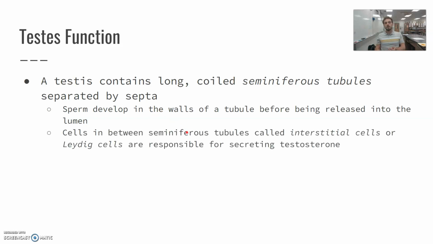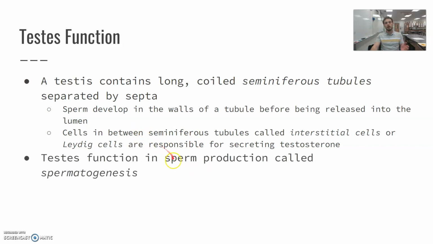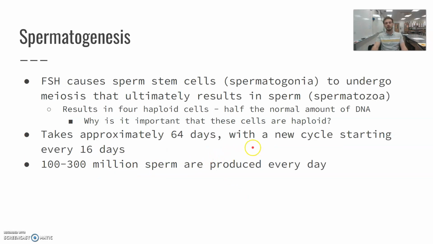There are cells known as interstitial cells, or you'll see them a little more frequently known as Leydig cells, that are going to be responsible for secreting testosterone, and they are located in between the seminiferous tubules. And so your testes, not only are they forming sperm through a process known as spermatogenesis, but they also have these Leydig cells that are going to be responsible for secreting testosterone. So the process of spermatogenesis is the process of making spermatozoa.